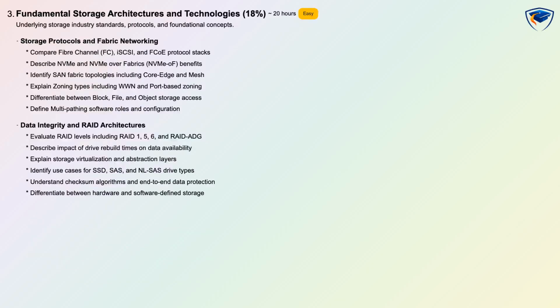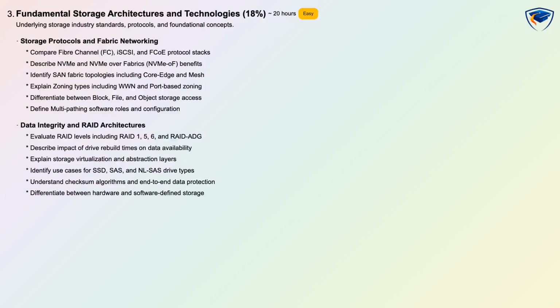Fundamental storage architectures and technologies accounts for 18% of the exam and covers underlying industry standards, protocols, and foundational concepts. This domain is easy, estimated learning time hours 20, with assessment type conceptual plus scenario-based, and you will compare Fibre Channel, iSCSI, and FCoE stacks, understand NVMe and NVMe-oF benefits, and identify SAN fabric topologies such as core, edge and mesh. You will learn zoning types including WWN and port-based zoning, differentiate block, file, and object access, and define multipathing software roles and configuration.